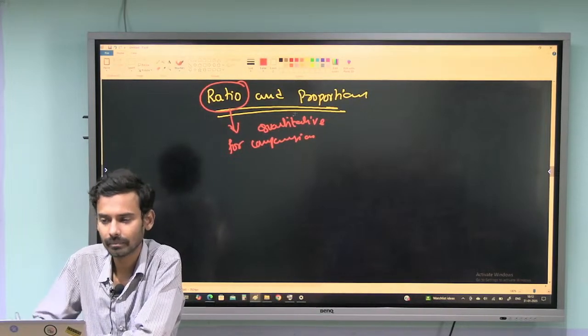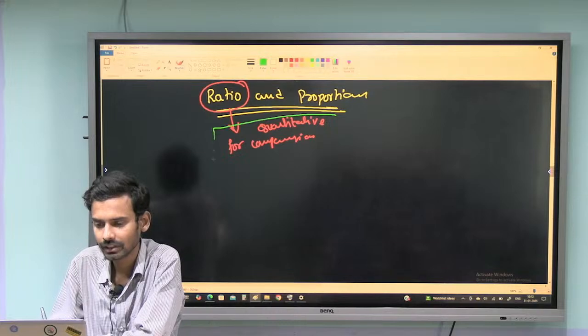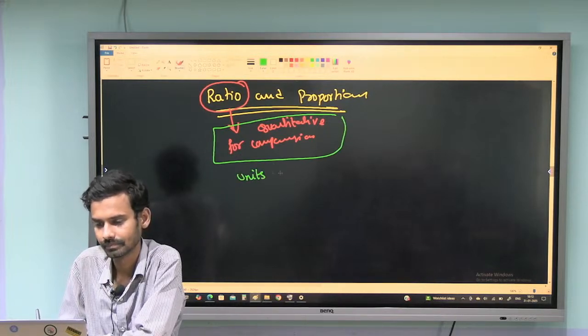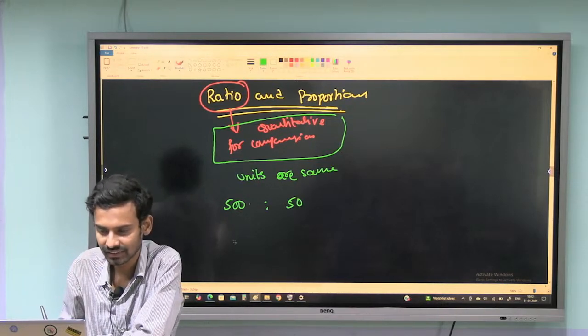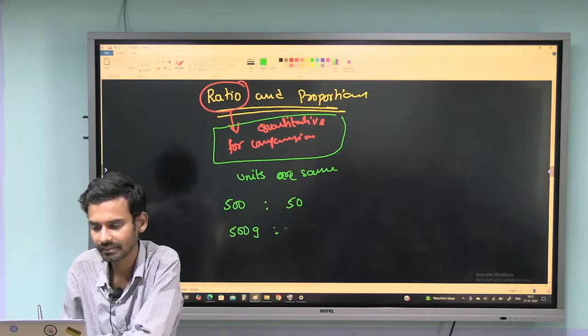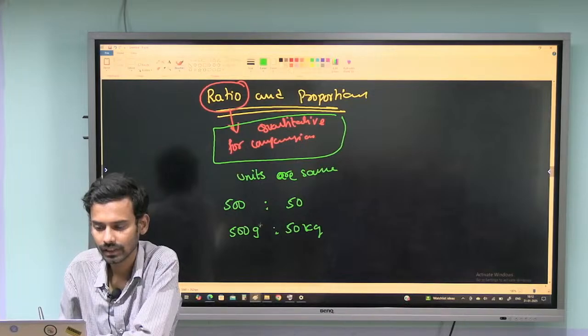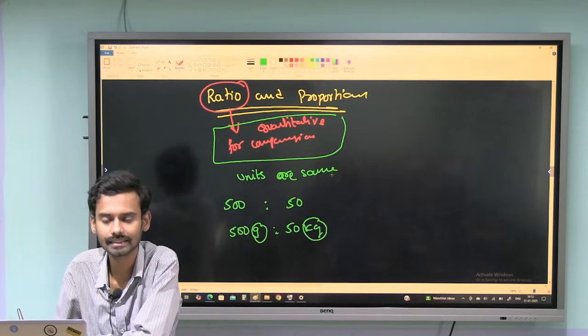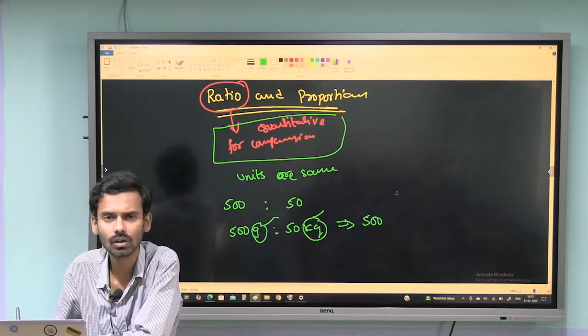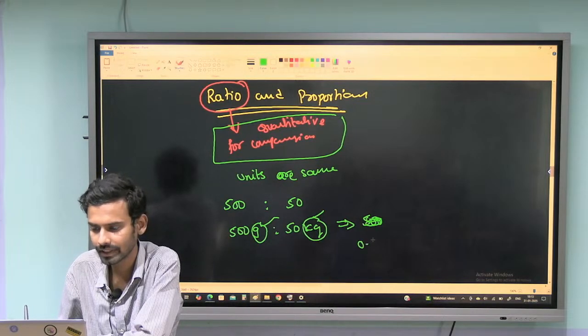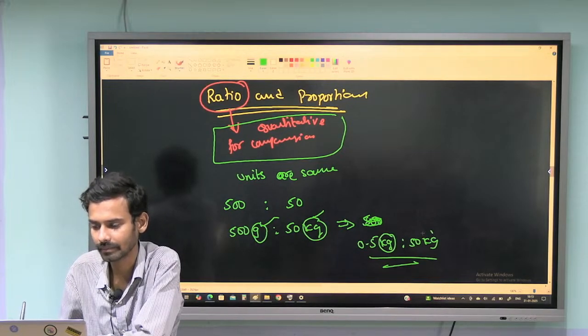Two quantities are to be compared, but while comparing, we should make sure that the units are the same. For example, if I am comparing 500 and 50, obviously I can compare 500 is to 50. But if I am comparing 500 grams and 50 kgs, now I can't compare because the units are not the same. First I need to make the units the same before comparing. So what I need to do here is convert both into kgs or both into grams. So I can write it as 0.5 kg is to 50 kg.